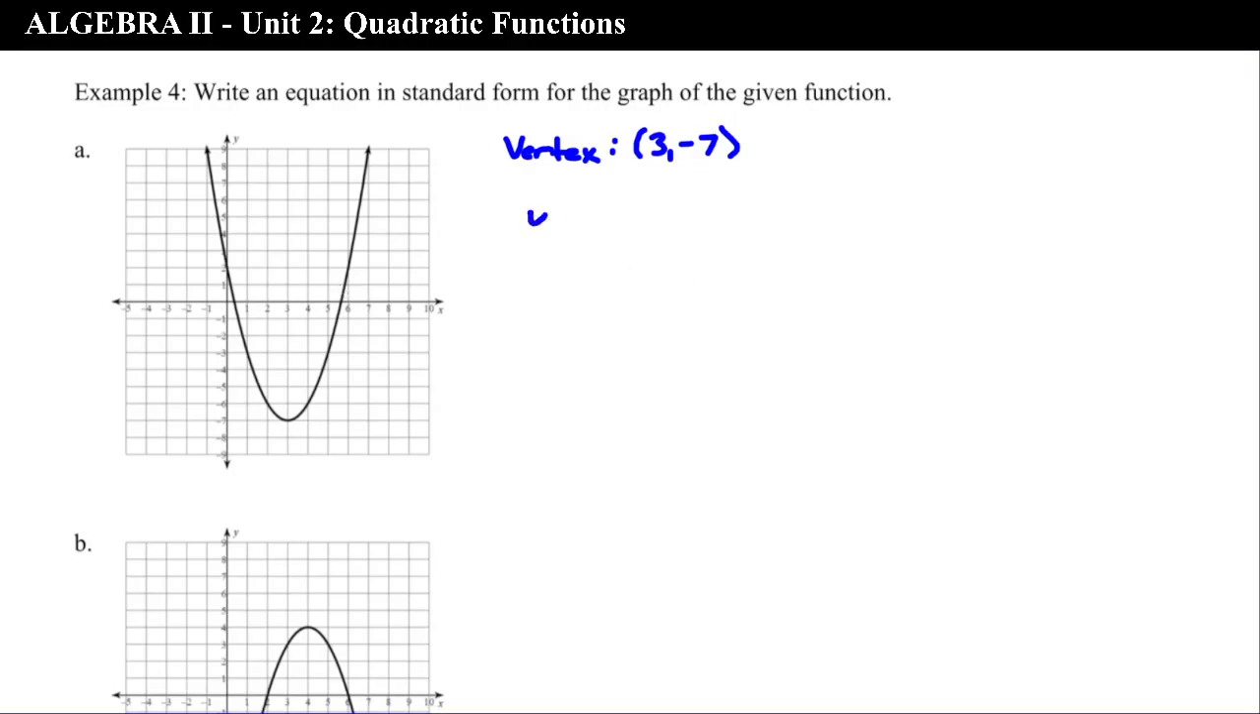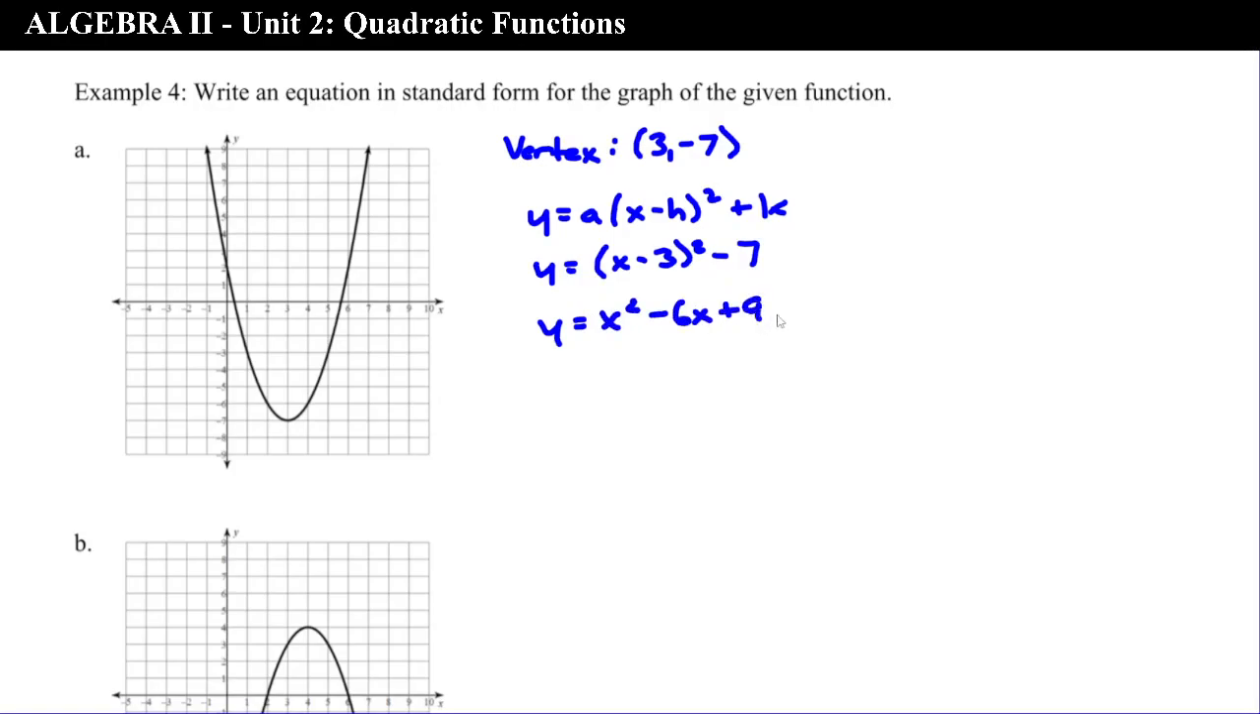So we'll start with vertex form. y equals a times (x minus h) squared plus k. We know a is just 1, so we can just leave that off the front. And we know that h is 3. And we know that k is negative 7. So now it's just a matter of multiplying this out and simplifying. So we've got x squared minus 6x plus 9 minus 7. So y equals x squared minus 6x, 9 minus 7 gives us plus 2. And so there's our equation in standard form.